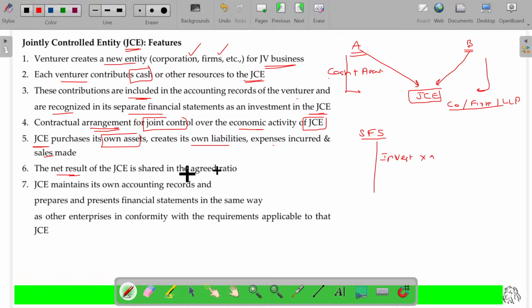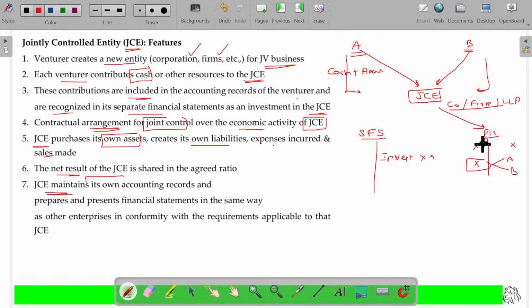The net results by operating this JCE will go in their own P&L account. That P&L account is usually called the joint venture account. Clear? Now, here they will prepare a P&L account like a joint venture account. All the expenses and income are posted here and the profit identified will be shared between the joint venturers.